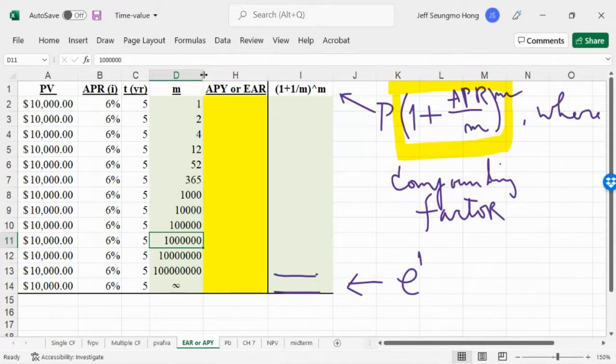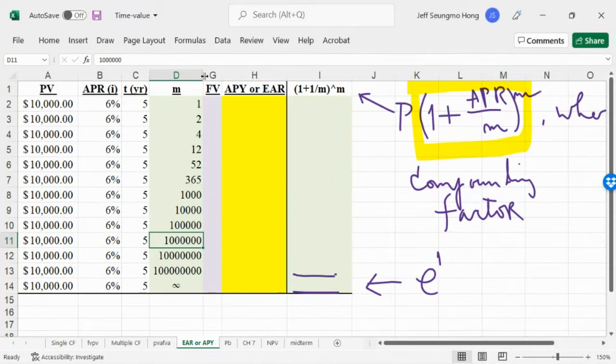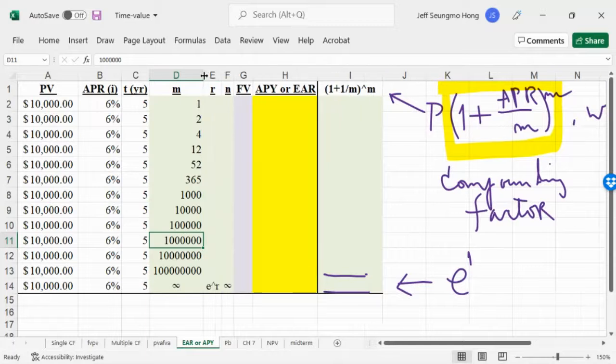So do this. Bring your cursor to the borderline between the column headings and double click. It will expand the columns. So you all understand that the future value will be different, depending on the compounding frequency per year.